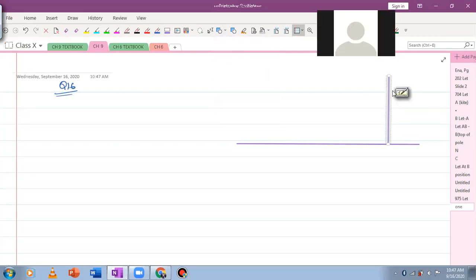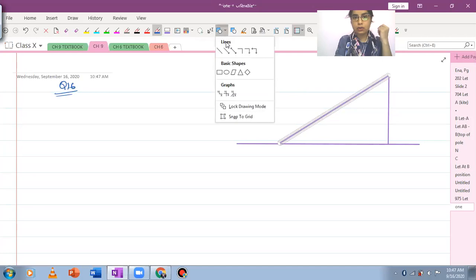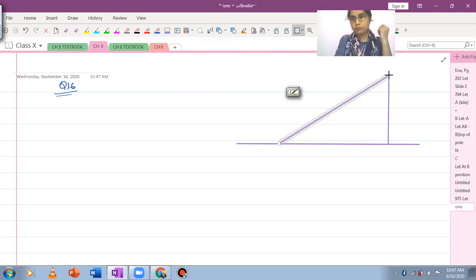And now it is working. Okay. So there are 2 points from where the angles of elevation are complementary. So let's just mark those 2 points. One is actually closer and the other one is a little farther away.